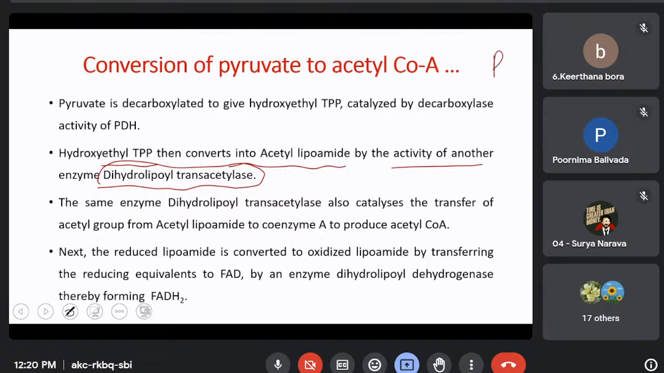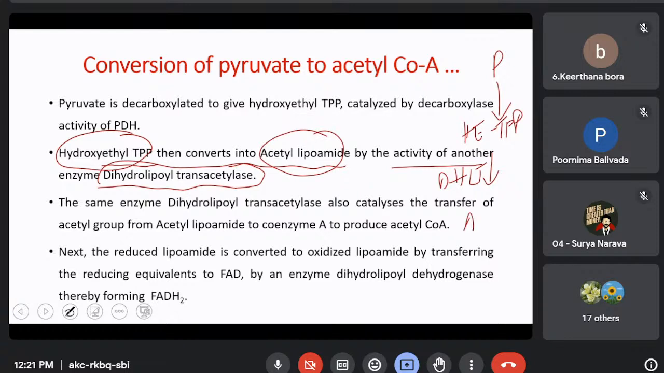So first of all, pyruvate is converted into hydroxyethyl thymine pyrophosphate, and in the presence of dihydrolipoyl transacetylase, hydroxyethyl thymine pyrophosphate is converted into acetyl lipoamide. Okay. So this is the third product that is formed.